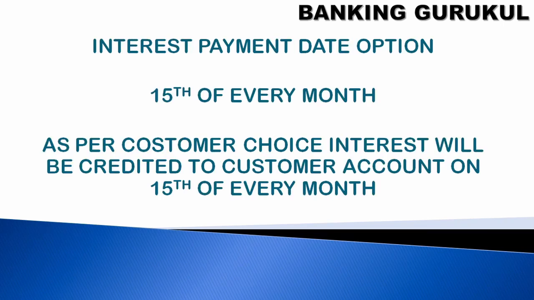So, interest payment date option. For a fixed saver account with the interest out option, the customer is given a choice: the customer can select one date in a month. In my example, I selected the 15th. So every month on the 15th, whatever interest is calculated in my fixed saver account will be credited to the customer's InstaSaver account or to his external account. Thank you friends.